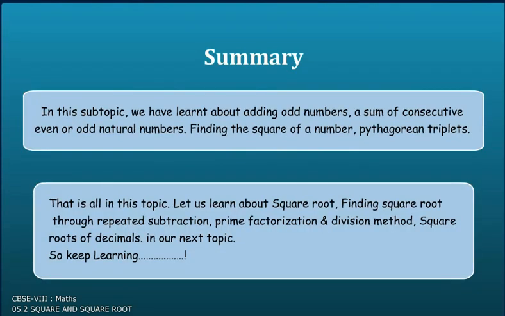That is all in this topic, students. Let us learn about square root, finding square root through repeated subtraction, prime factorization and division method, square roots of decimals in our next topic. Keep learning.